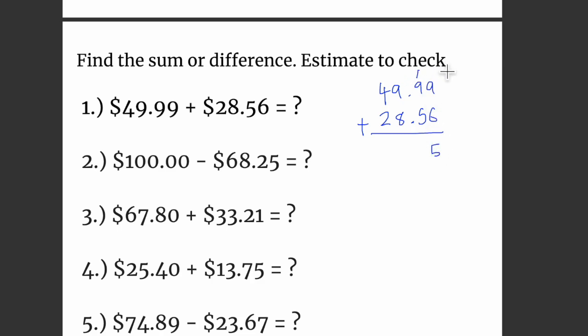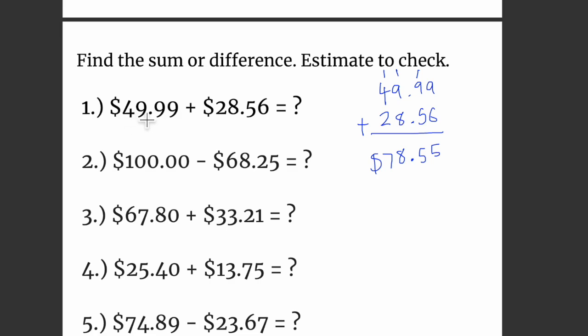We carry the 1 over. 1 plus 9 is 10. 10 plus 5 is 15. Again, we carry the 1 over. Make sure to add the decimal place. 1 plus 9 is 10, and 10 plus 8 is 18. So we put an 8 and carry the 1. 1 plus 4 is 5, and 5 plus 2 is 7. So our answer is $78.55.